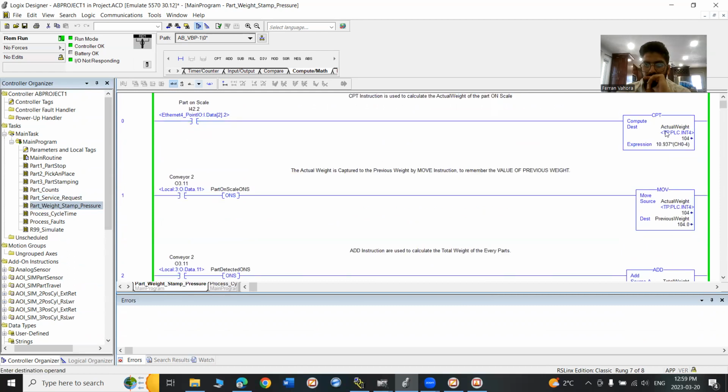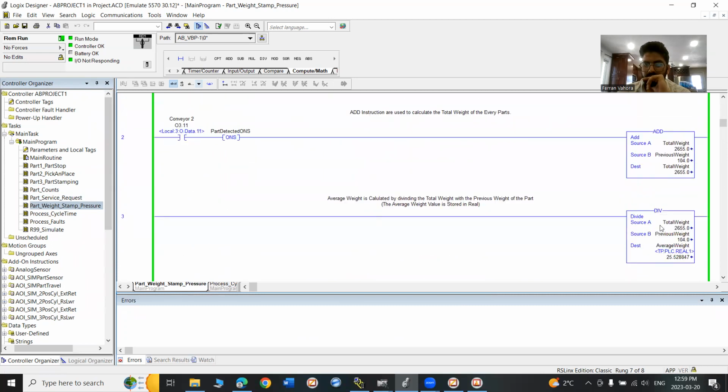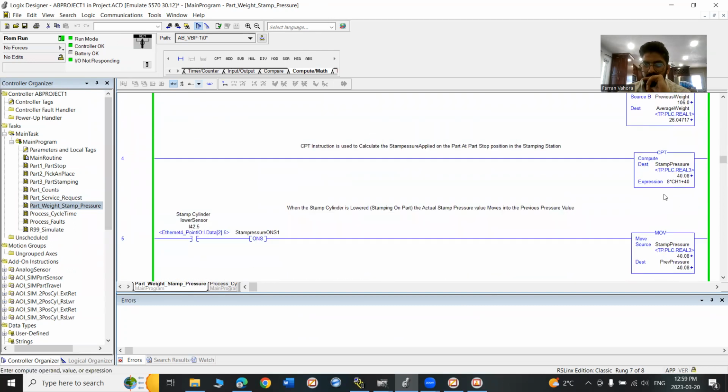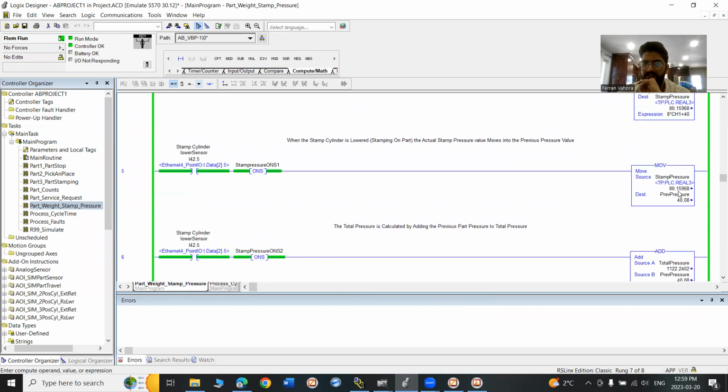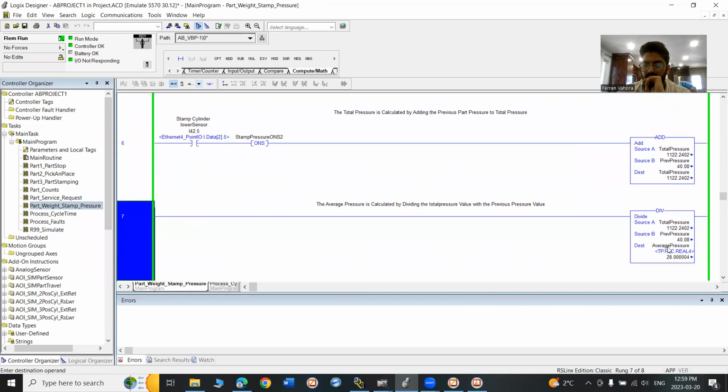To compute the actual weight, here I have taken the expression for the actual weight. Here I have calculated the average weight, and the stamp pressure, the value of the expression for the stamp pressure, that is, what the stamp pressure is. I have calculated the average stamp pressure.